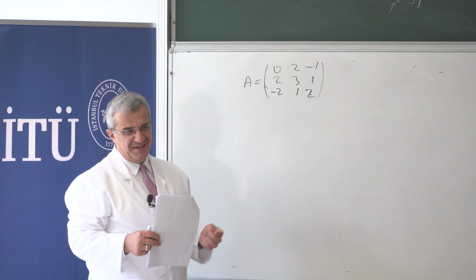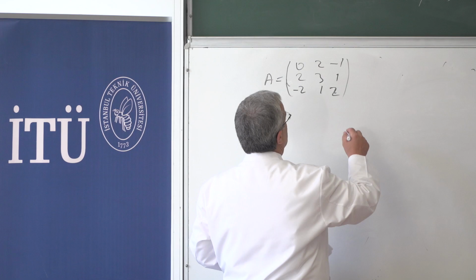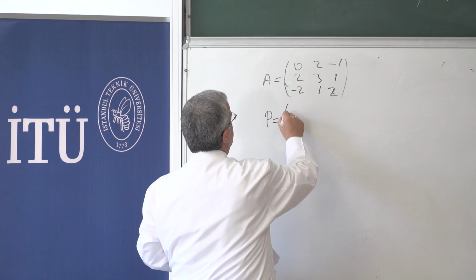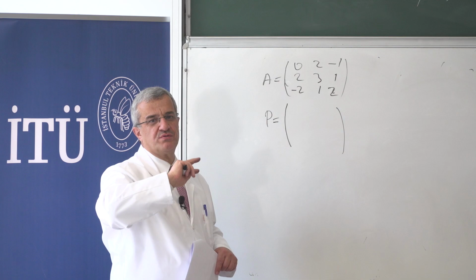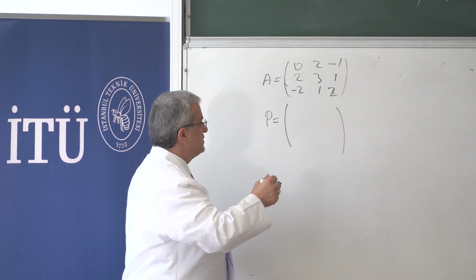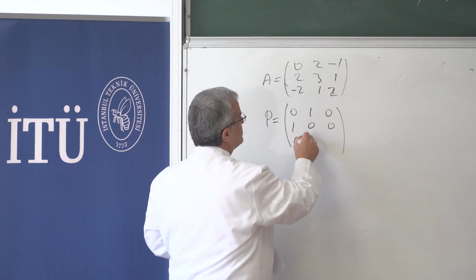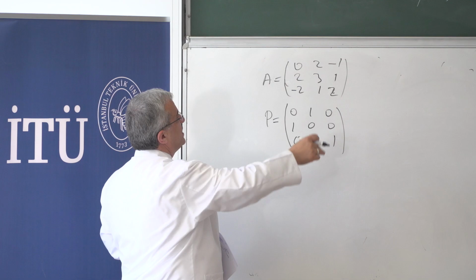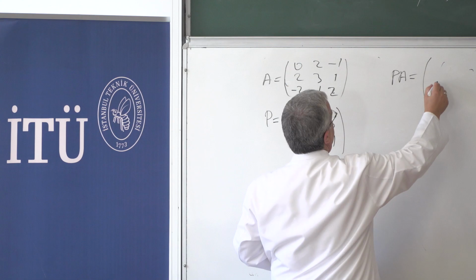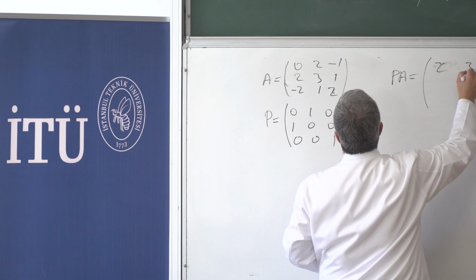So what do I do? I do an interchange. So I take a P matrix, okay? This matrix will just interchange the first two rows. So what is that matrix? 0, 1, 0, 1, 0, 0, 0, 0, 1. That's it. If you multiply with this one, then you have P times A, which is 2, 3, 1, 0, 2, minus 1, minus 2, 1, 2.